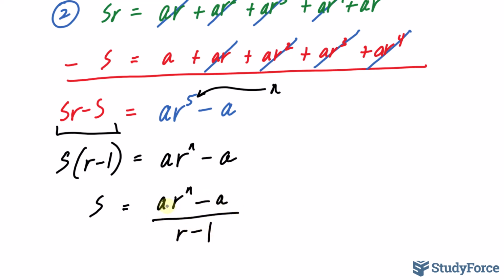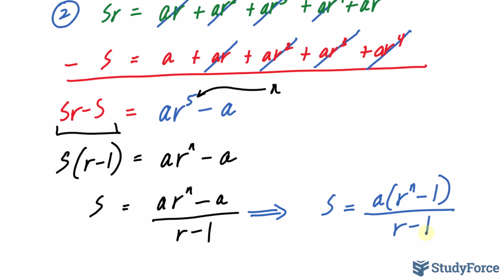Factoring out an a from the top, we get s is equal to a bracket r to the power of n take away 1 over r take away 1. And to make matters even better, let's put a subscript n to this s, which means that this is the sum of the first 5 terms, or whatever n happens to be, in the series.